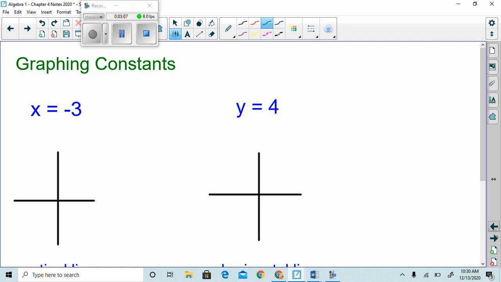Constants. This is an important topic. Not all equations are going to be graphed at a positive or negative slope. We came across the constants, which says that x in this case is always going to be a negative 3. That means that this line is a vertical line, which means it has an undefined slope.